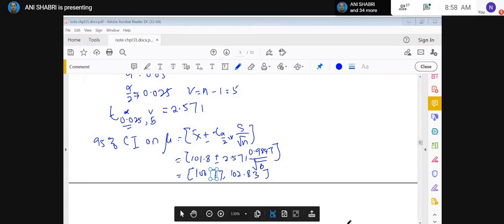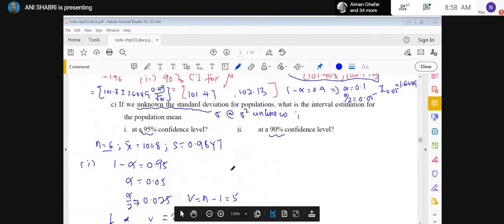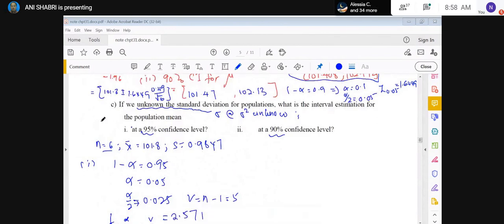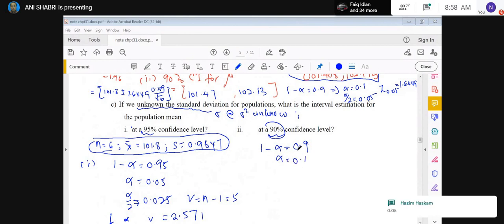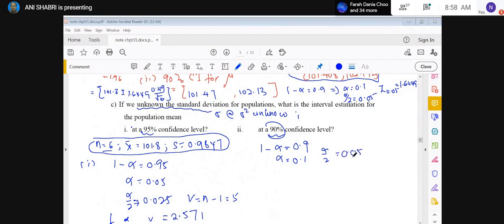Okay, now try 95%. The method is the same, we just use the given information, the same as this one. The difference is alpha. What is the value of alpha? For this one, 1 minus alpha is equal to 0.9. From here alpha is 0.1. Alpha divided by 2 is 0.05.